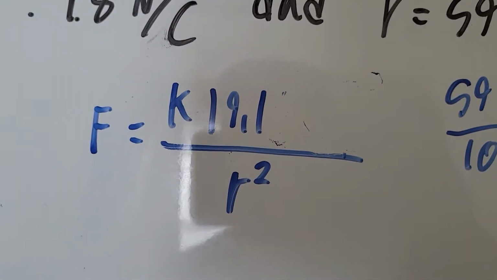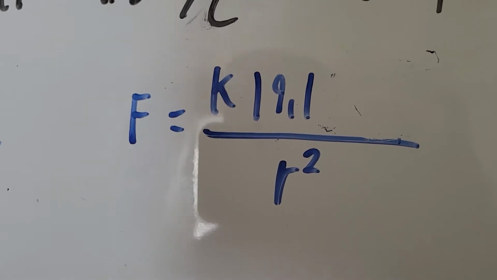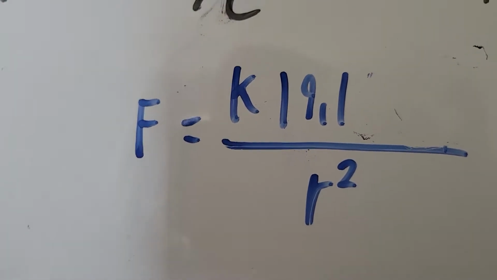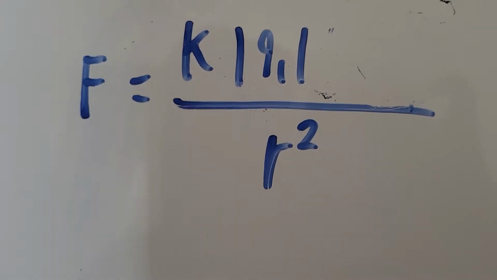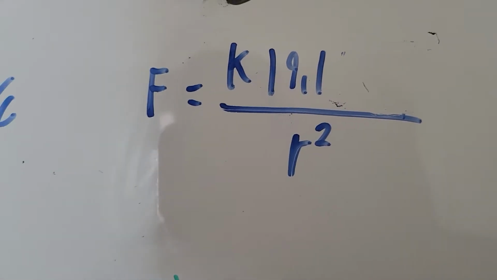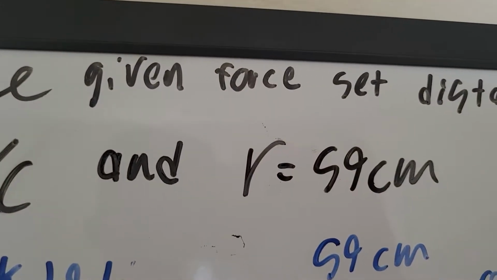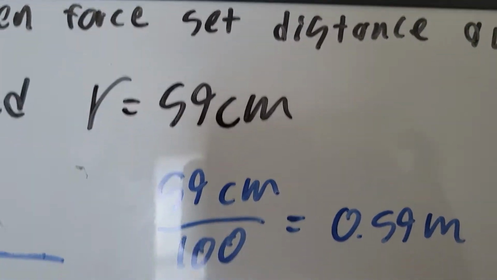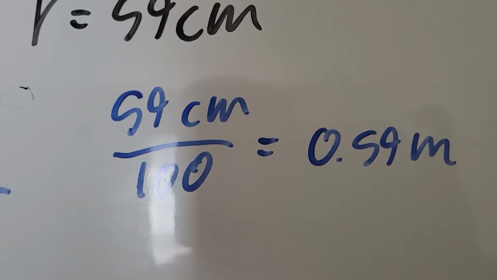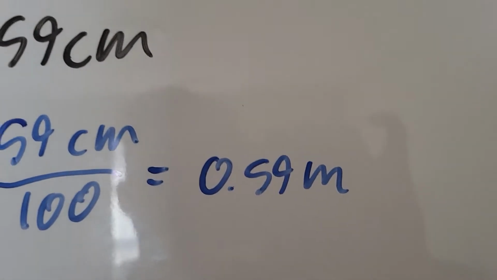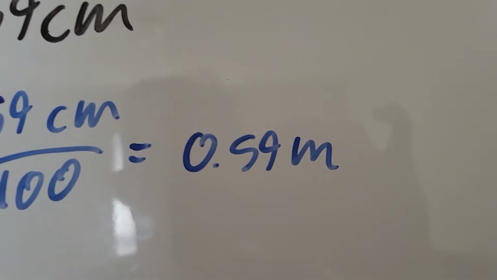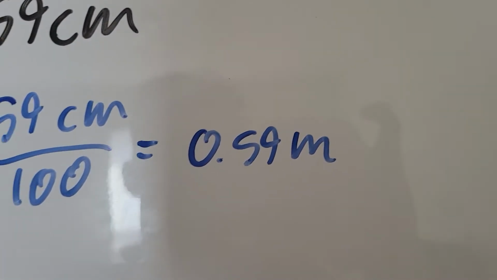So everything we have is good. Okay, we have our force vector, so we have that. We know what Coulomb's law is. We're trying to solve for the magnitude of Q1, and we have a distance. However, the distance measurement, which is 59 centimeters, is not in the correct unit. So what we have to do is take that 59 centimeters divided by 100, and that gets us 0.59 meters, which is what all measurements have to be for our set of equations that we use in physics.